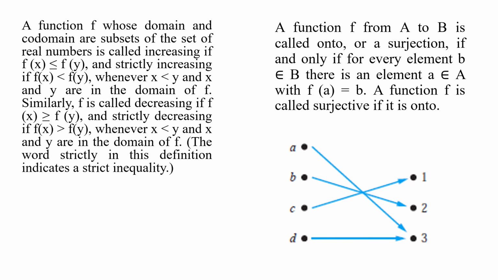So the function f is onto if for every y there exists an x such that f of x equals y, where the domain for x is the domain of the function, and the domain of y is the codomain of the function.